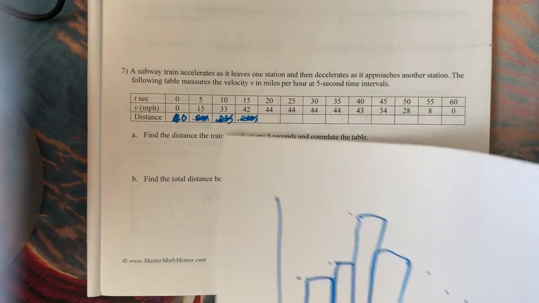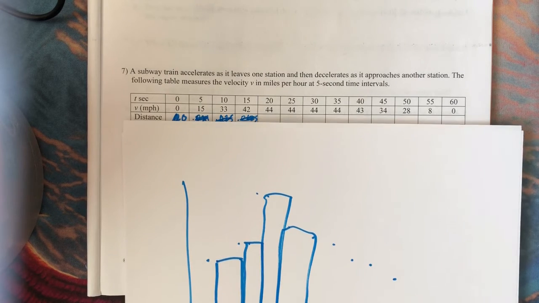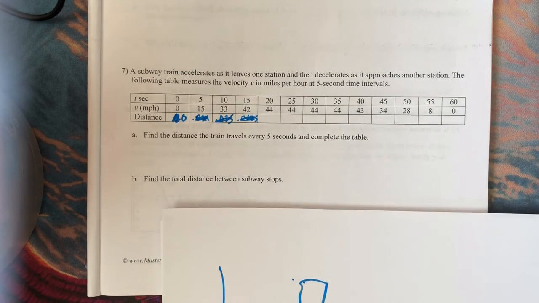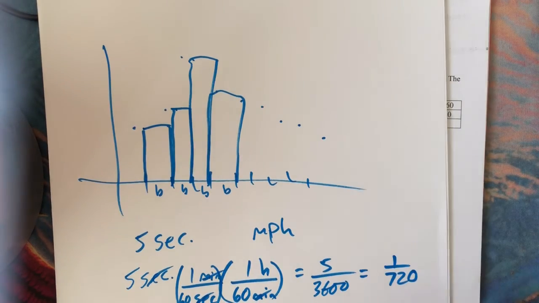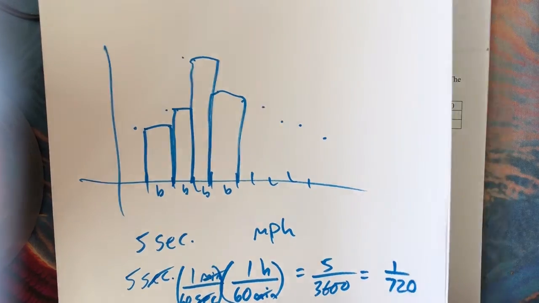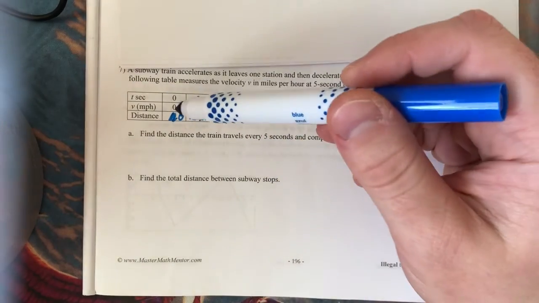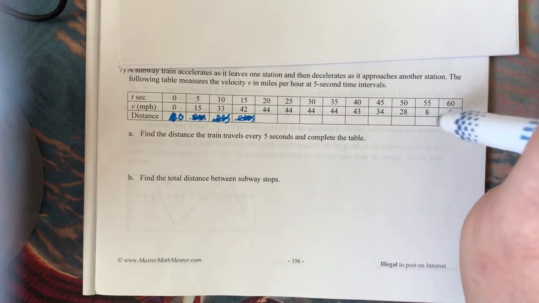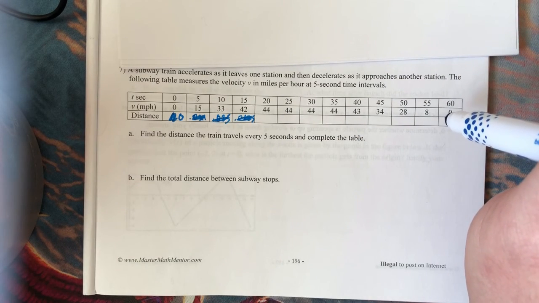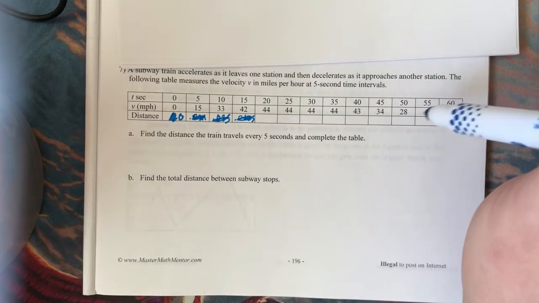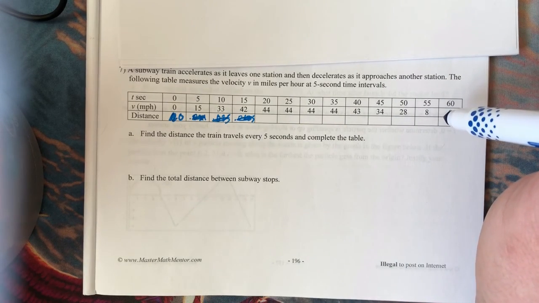So remember that when we do Riemann sums, we're able to add a whole bunch of y values together and then at the end multiply by our base. So part A is actually the longer part here. Part B, find the total distance between subway stops. All we need to do is add all these velocities together and then divide by 720, because that would just be our approximation of the integral.